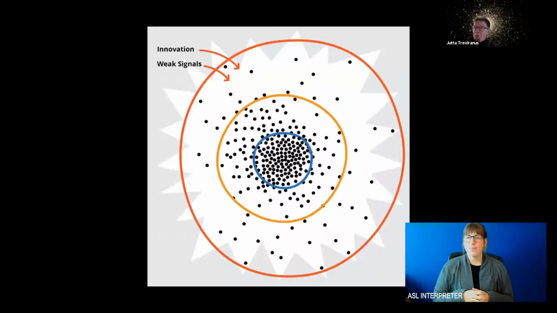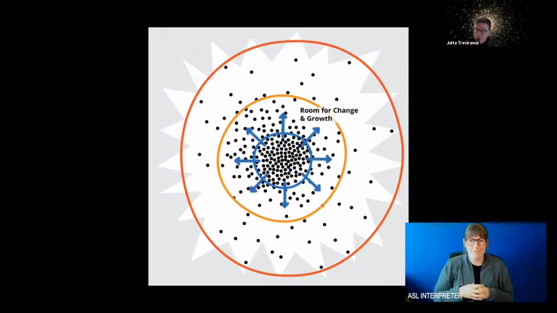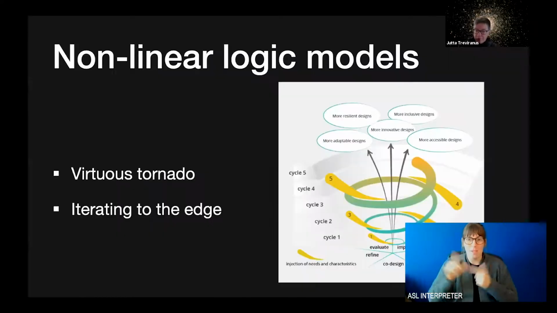The one thing to note about the human starburst is that innovation and weak signals are on our side, because it's out at that outer periphery that we find innovation and the weak signals. And by designing for that outer edge, we make room for change and growth for everyone. What we use is not a Gantt chart or a PERT chart or those engineered plans, but a virtuous tornado where we continuously iterate toward the edge and create more resilient designs, more adaptable designs, more innovative designs.